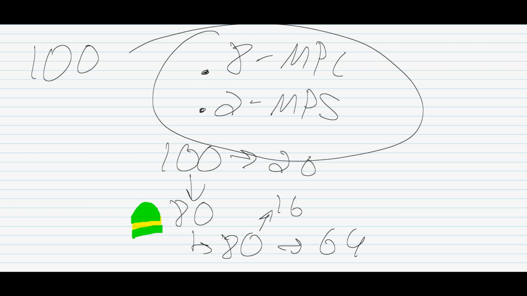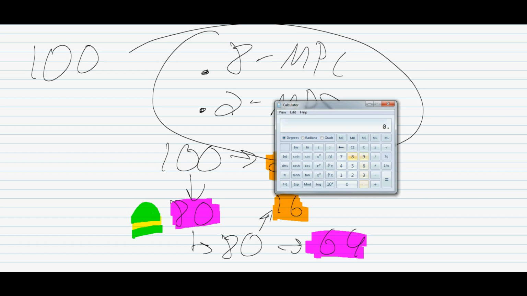Let me highlight this so that it's simpler to see. This color will be the savings, that color will be the consumption, and this color will be the savings, based on the MPC and MPS above. Then somebody else is going to have that $64, because let's say you spend that $64 at Walmart. Walmart's going to use it to pay an employee, and now that employee is going to spend that $64 somewhere. So let's go back again and find 8/10 of 64.